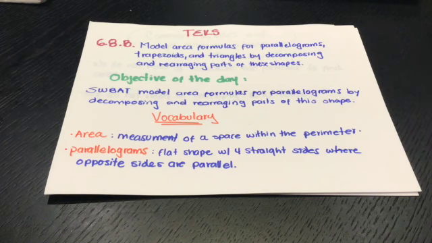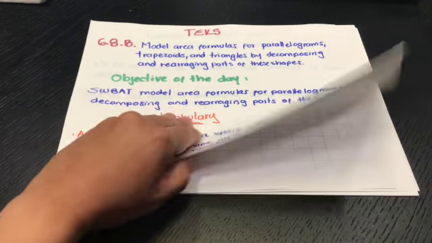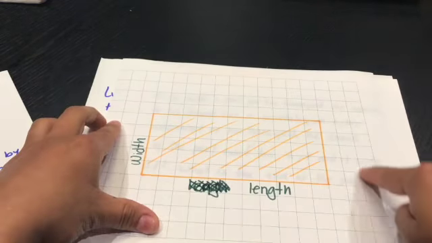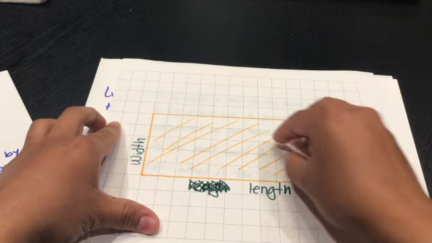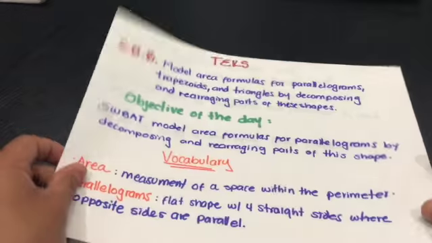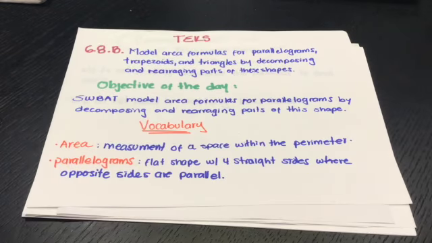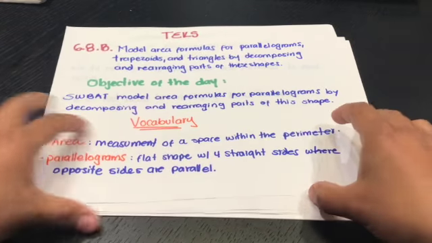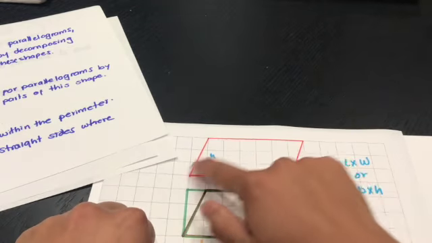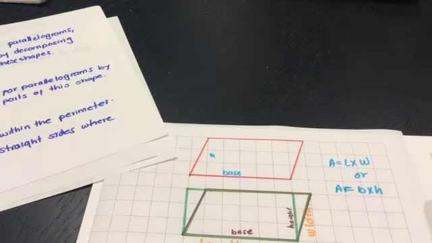Area is basically a measurement of a shape within the perimeter. When we look at area, the perimeter is the lines outside the shape, all around the shape, and the area is all the space within these lines. The other important vocabulary word that we need to learn today is parallelogram. A parallelogram is a flat shape with four straight sides where opposite sides are parallel. In this case, this shape is a parallelogram where the opposite sides are parallel.